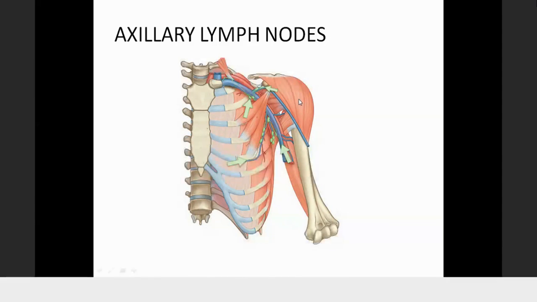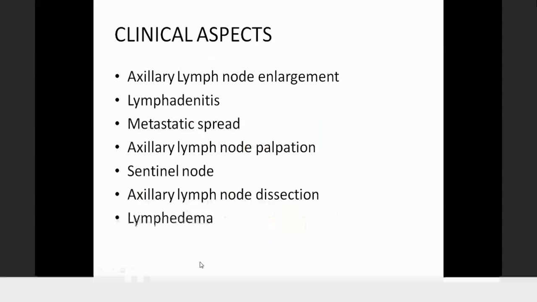This muscle is the deltoid. This muscle? Serratus anterior. Pectoralis minor. So you can see these pectoral lymph nodes lying along the lower margin of pectoralis minor. They are deep to pectoralis major, just deep to the inferior part of pectoralis major and along the lower margin of the pectoralis minor muscle.